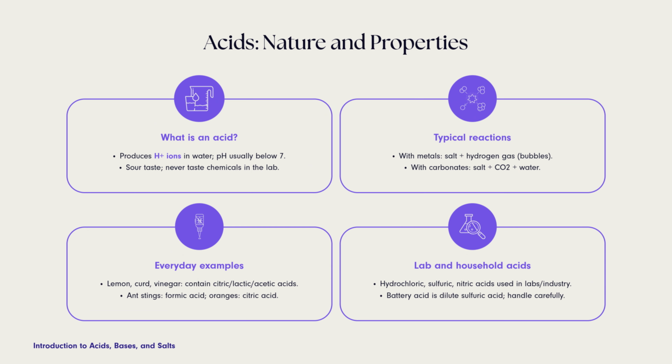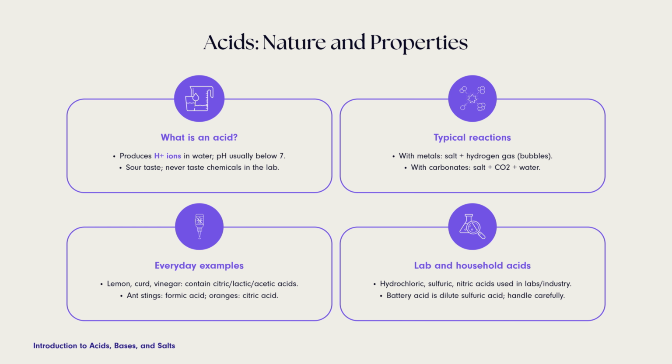Acids, nature and properties. What is an acid? Acid produces H+ ions in water, pH usually below 7. Acids are sour in taste, and always remember, never taste chemicals in labs. Some reactions: when acid reacts with metal, it forms salt and hydrogen gas, and when acid reacts with carbonates, it forms salt, carbon dioxide and water.